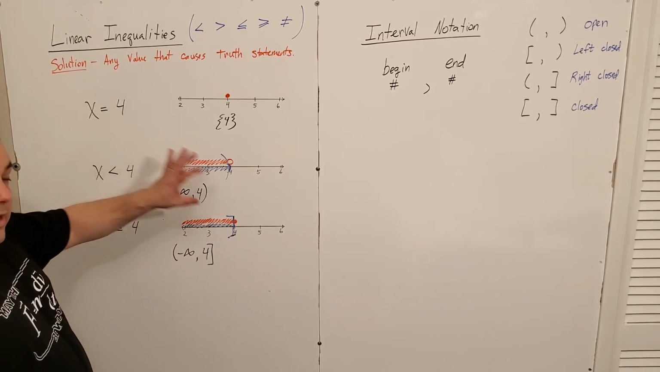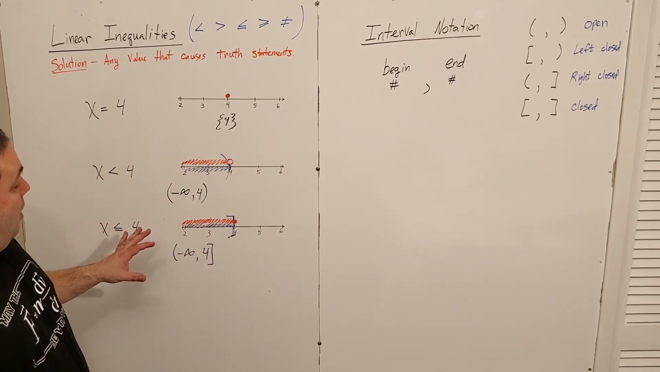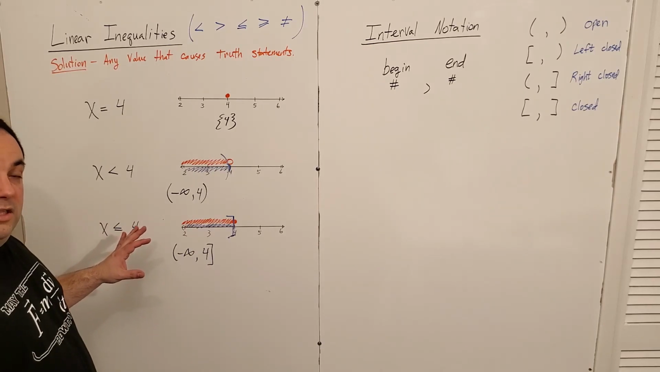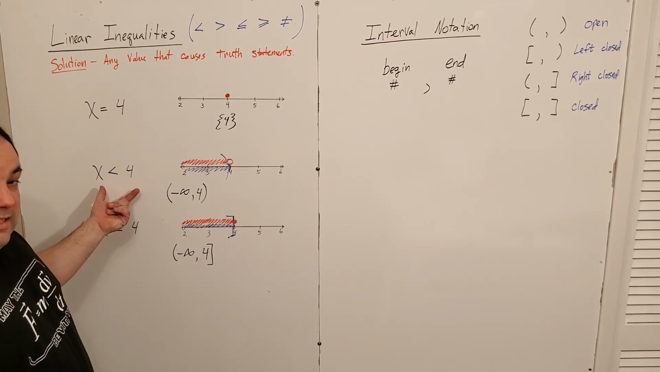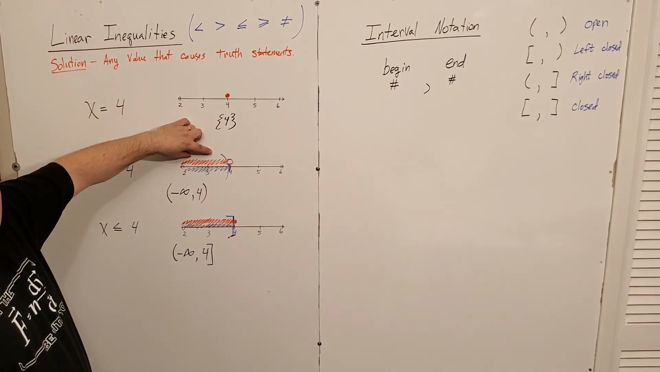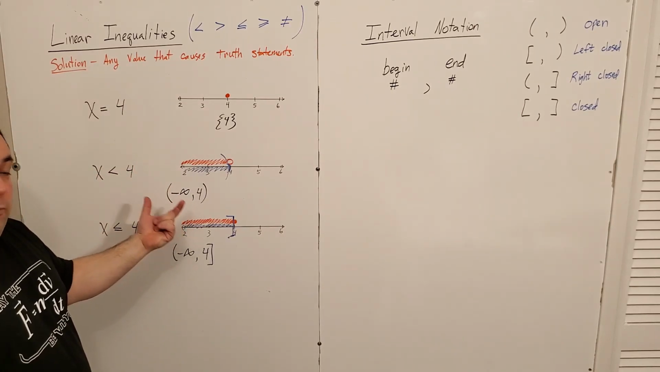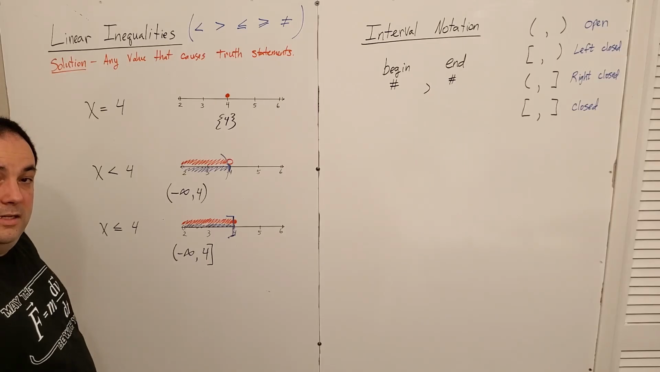Okay? So there's 3 different ways in any of these inequalities that you're going to be asked to list the answer. The inequality itself, a graph on a number line, or the interval notation that represents the list in interval form.